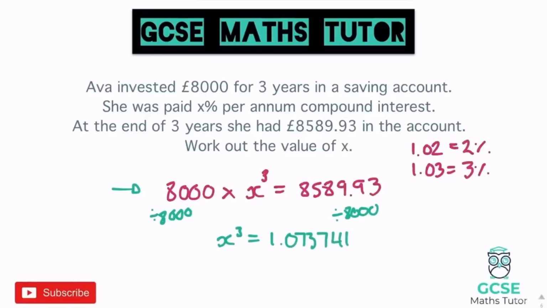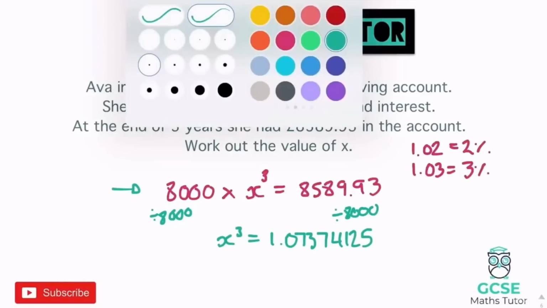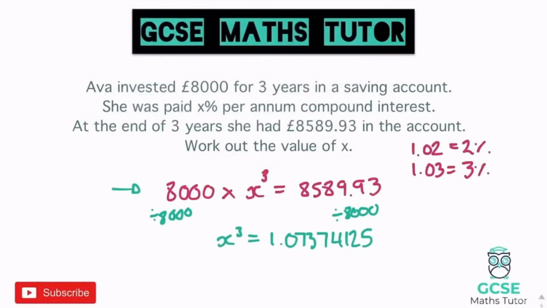4125. There you go. So x cubed equaled this number here. Now if I want to find out what x is, I can just do a cube root, because if x has been cubed, if we do the cube root, that'll tell us what x is. So if I cube root both sides, we get x equals, and you have to be able to find your cube root button.